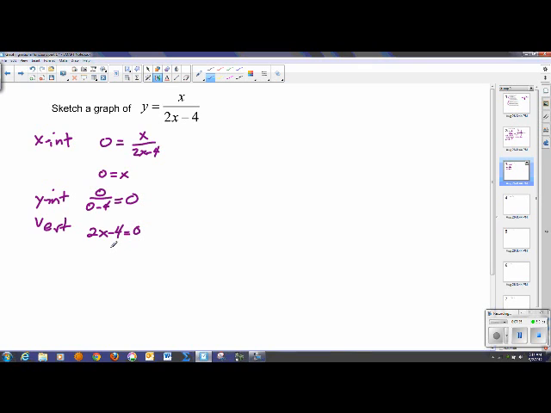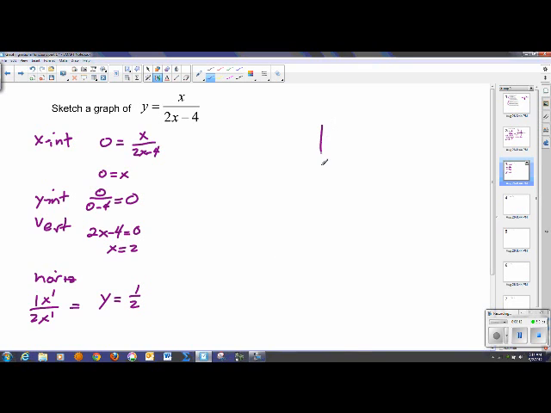We get a vertical asymptote at x equals 2, and our horizontal asymptote, we're going to look at the degree of the numerator and denominator. And we notice that we have x to the first and 2x to the first as our degree terms. It says if my degrees match, which they do, 1 and 1, I take and divide the coefficients of the leading terms. So y equals 1/2 is my horizontal asymptote.